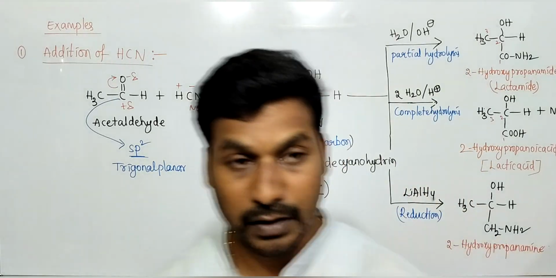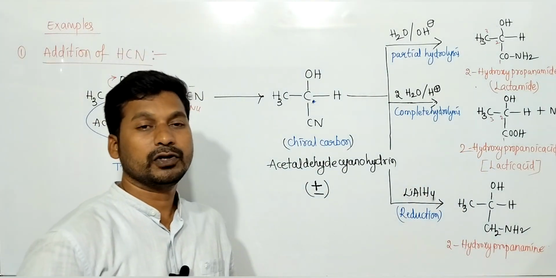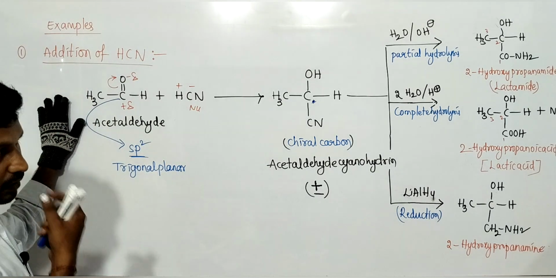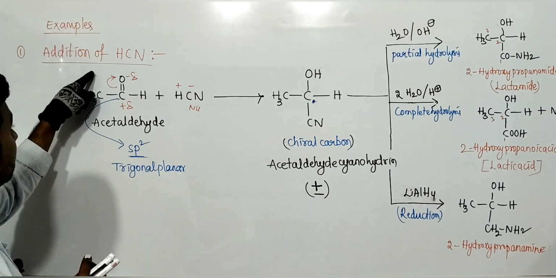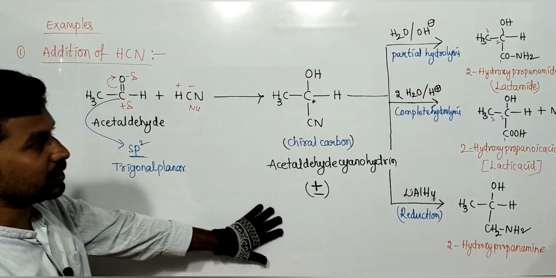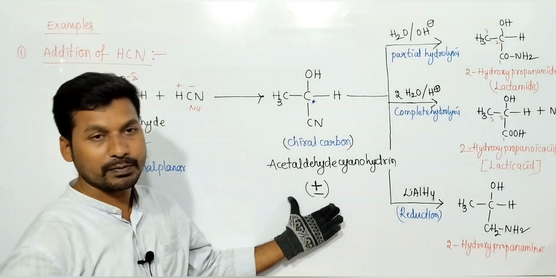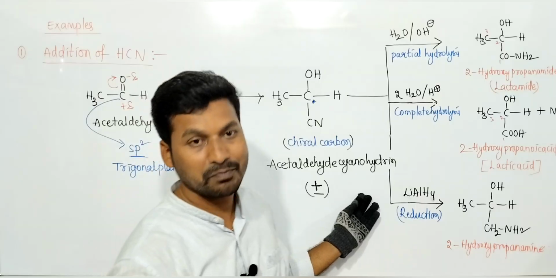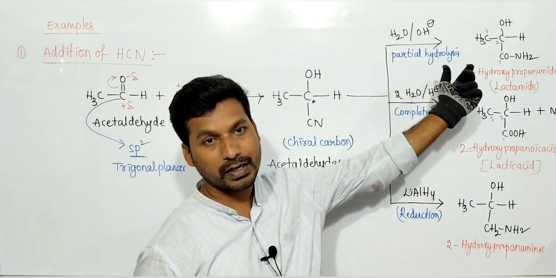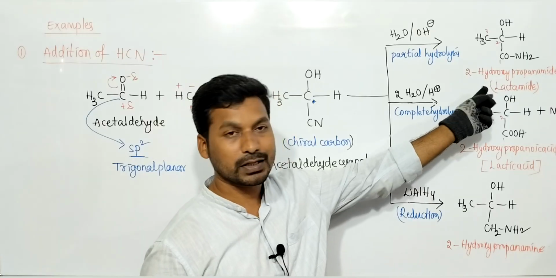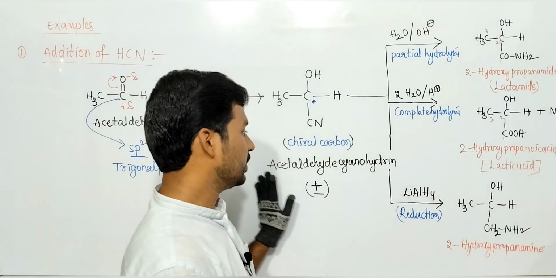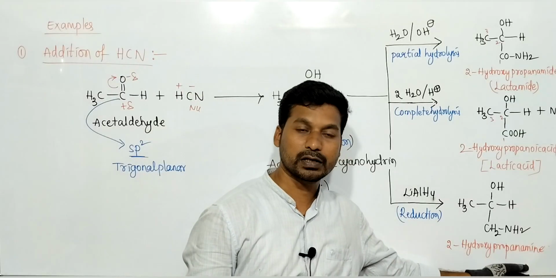So this is one example of a nucleophilic addition reaction in a carbonyl compound. I have taken the example of hydrogen cyanide addition on acetaldehyde. This is an important example. Cyanohydrins are formed. That cyanohydrin has importance. If it undergoes partial hydrolysis, it forms lactamide. If it undergoes complete hydrolysis, it forms lactic acid. If it is reduced, it forms 2-hydroxypropanamine.